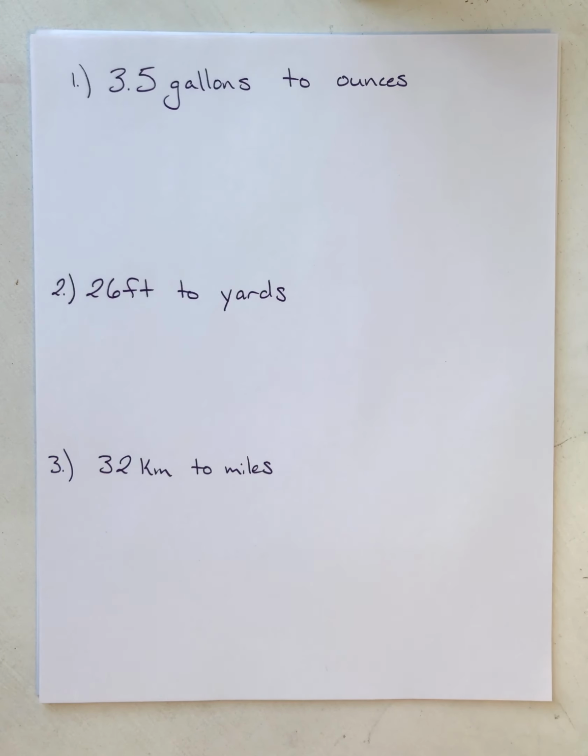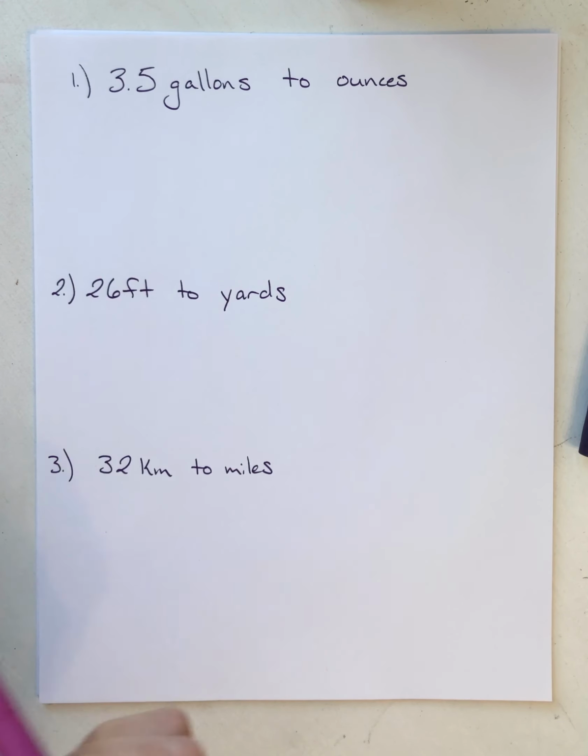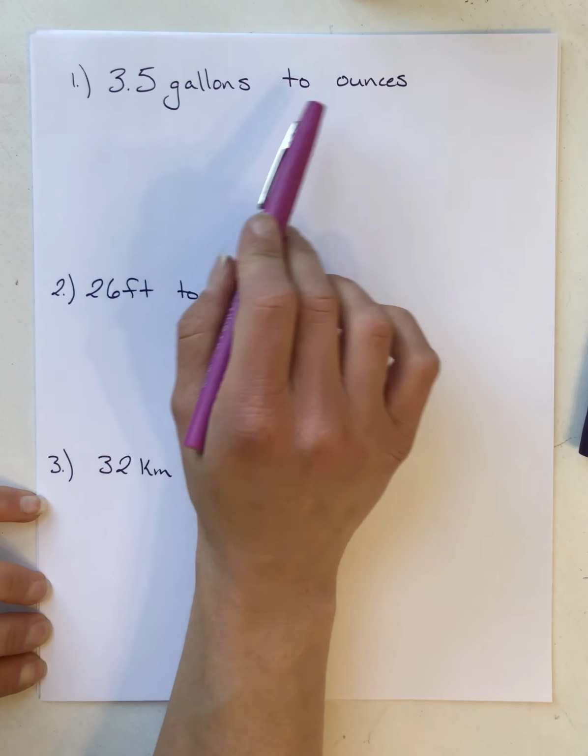So now we're quickly gonna go over some conversions. I'm just gonna go over these three as I've gone over a few online. What we're going to be doing right now is converting 3.5 gallons to ounces.